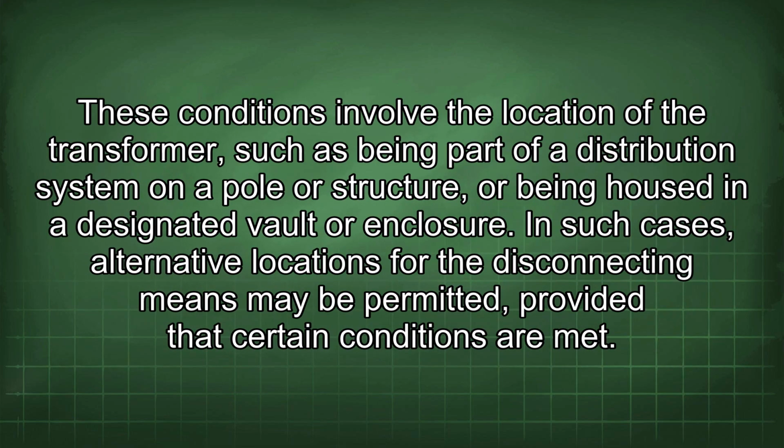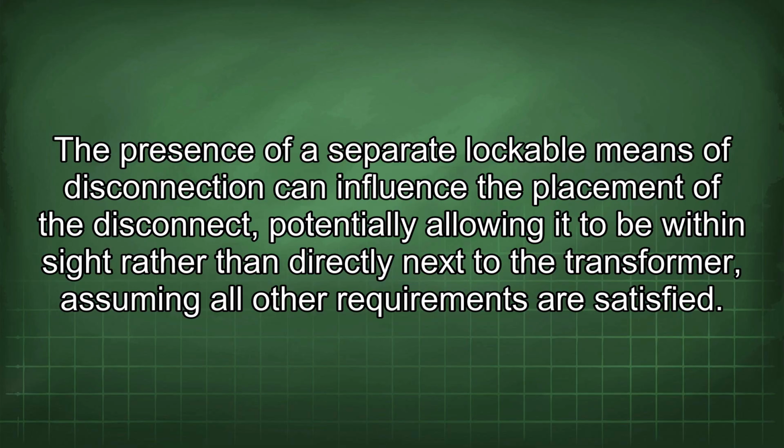These conditions involve the location of the transformer, such as being part of a distribution system on a pole or structure, or being housed in a designated vault or enclosure. In such cases, alternative locations for the disconnecting means may be permitted, provided that certain conditions are met. The presence of a separate lockable means of disconnection can influence the placement of the disconnect, potentially allowing it to be within sight rather than directly next to the transformer, assuming all other requirements are satisfied.